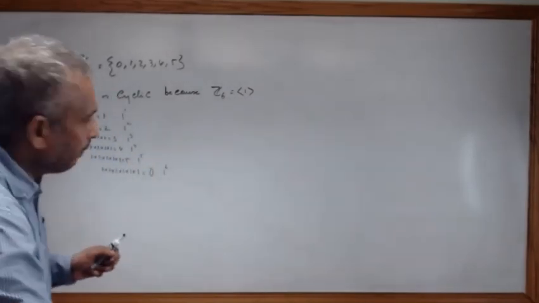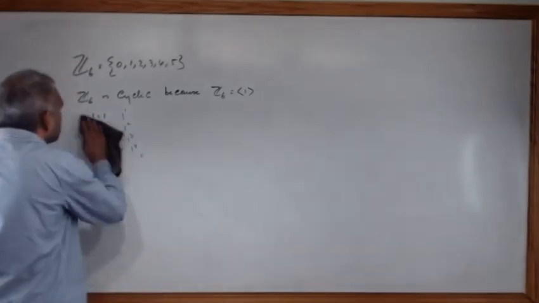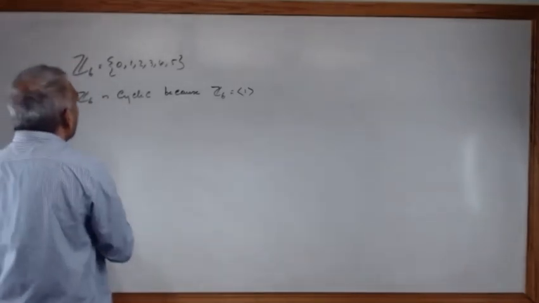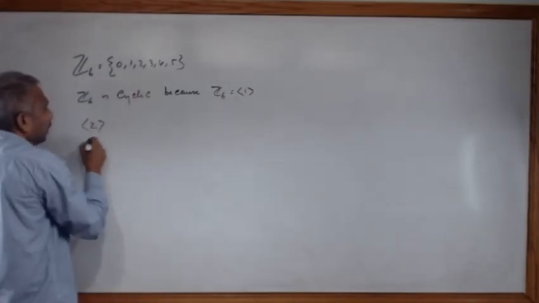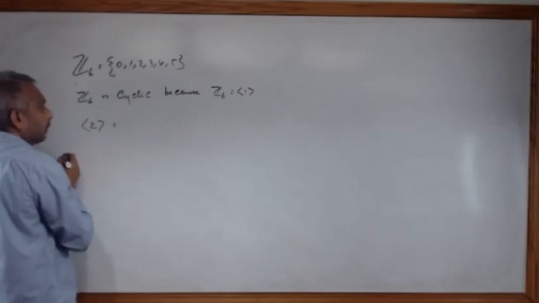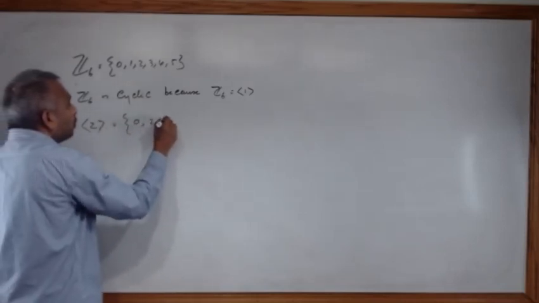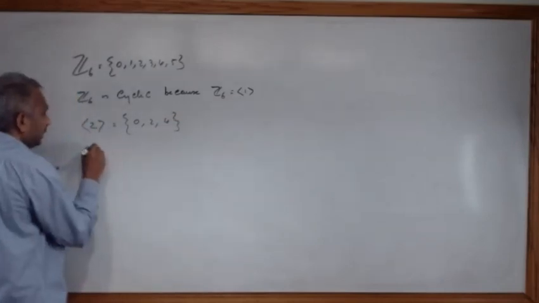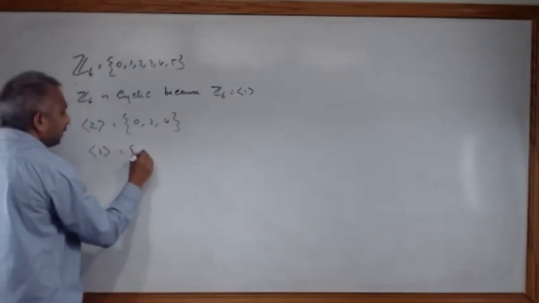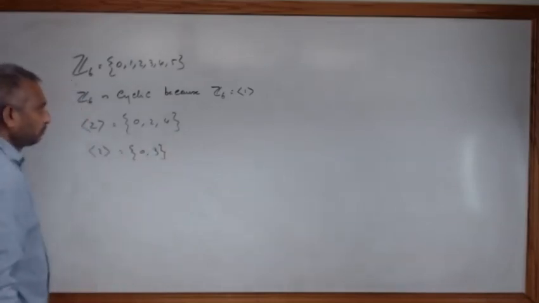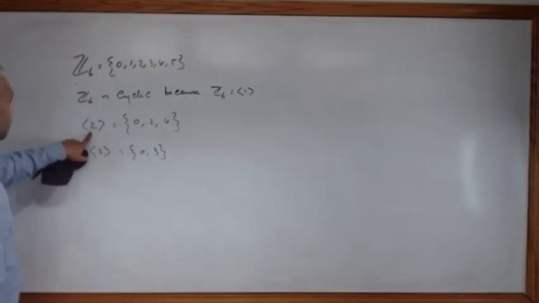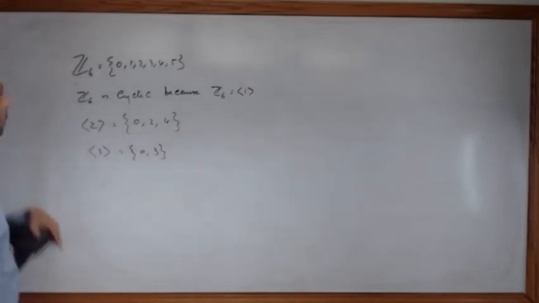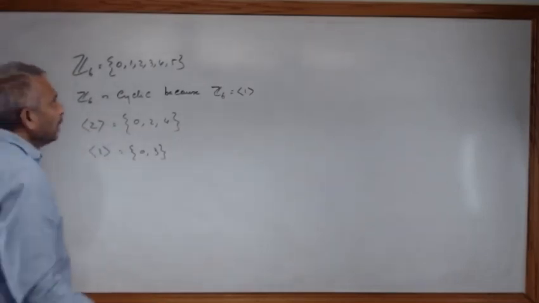Now we'll take another element from here. So how do you find out the subgroup generated by 2? It is equal to 0, 2, 4. And generated by 3 is 0, 3. Well, you are considering this as a subgroup of C6.